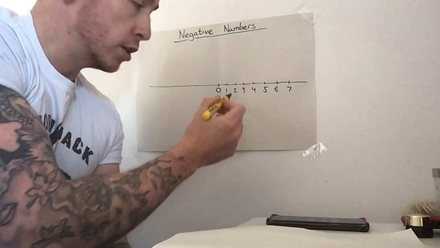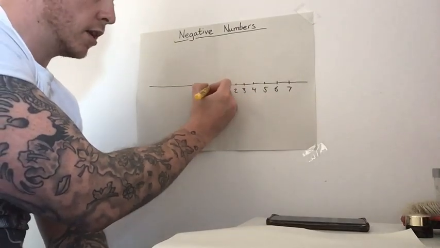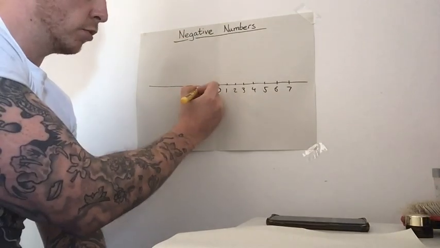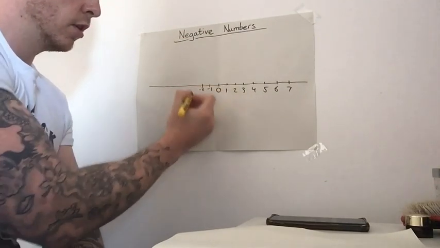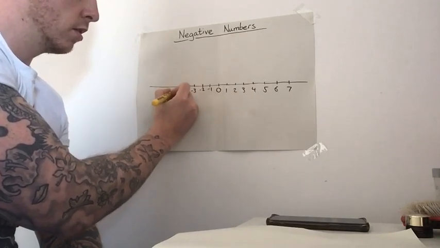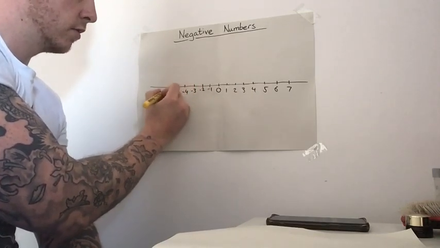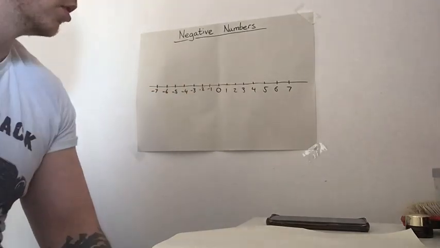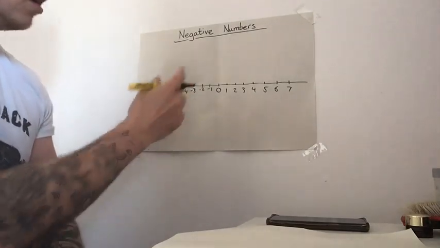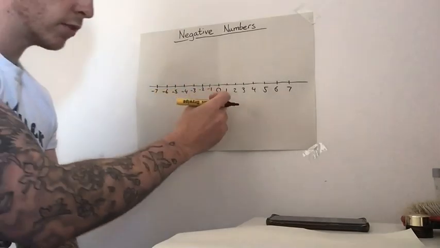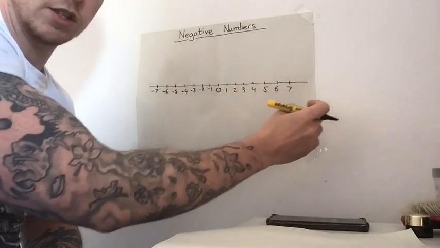The number that comes before 0 is -1. And then the number that comes before that would be -2. And then it would be -3, -4, -5, -6, and -7. So as you can see, the negative numbers, we go to the left of the 0. The positive numbers, we go to the right of the 0.